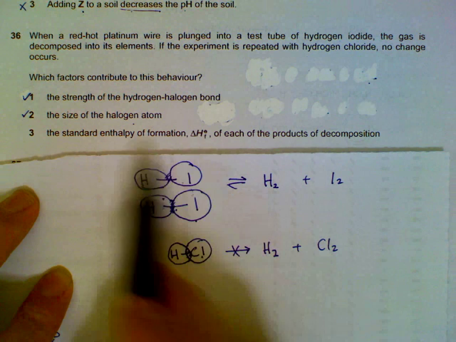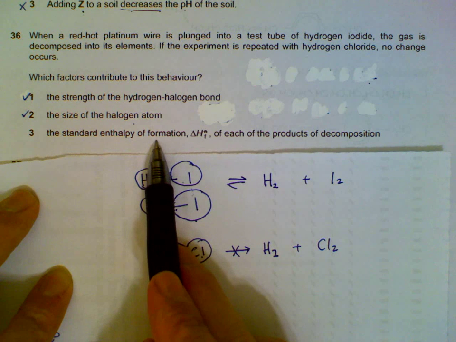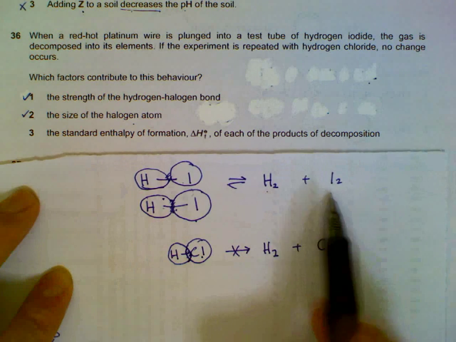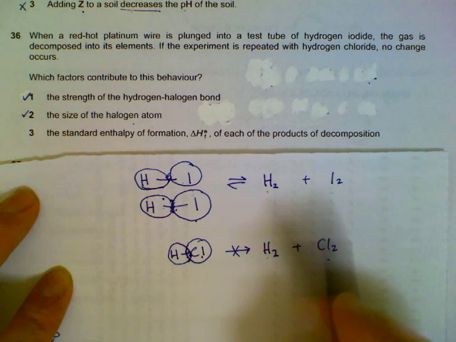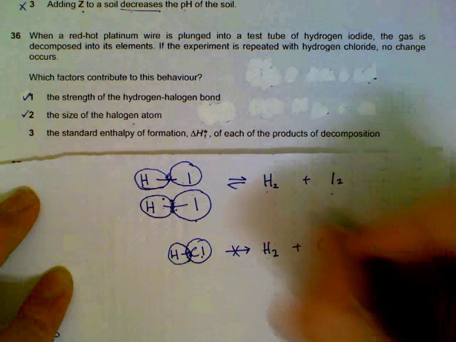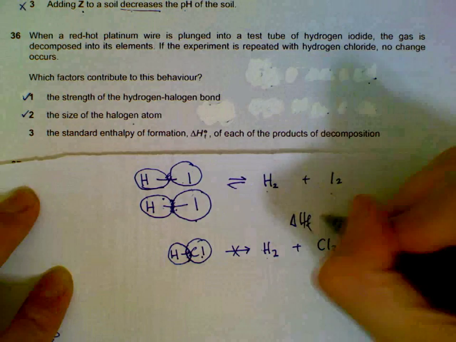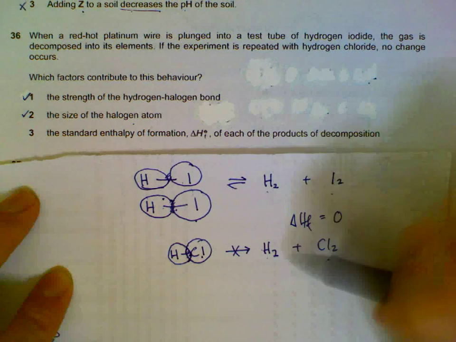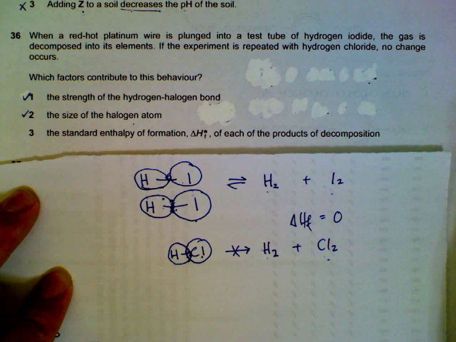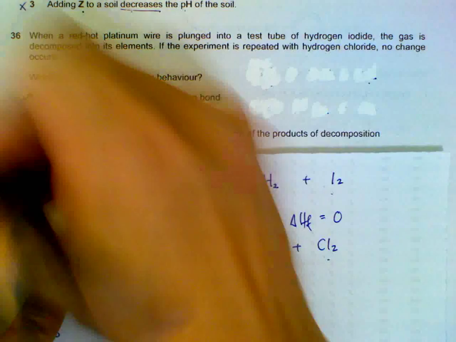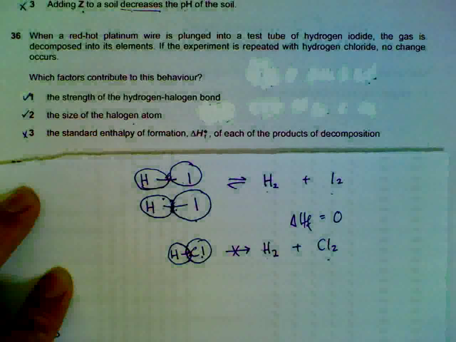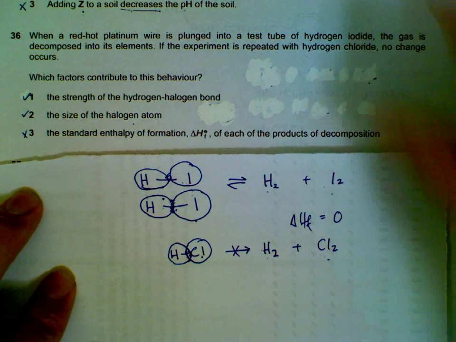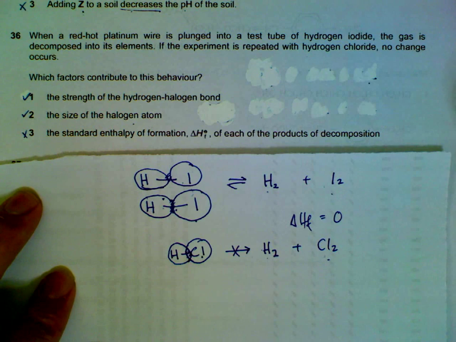Statement 3, the standard enthalpy of formation of each product. Well, we have hydrogen and iodine, hydrogen and chlorine, all of them are elements. So the standard enthalpy of formation of elements, we know to be zero for all of them, so it doesn't really make any difference between the two reactions. So statement 3 does not explain why we have our observations here.